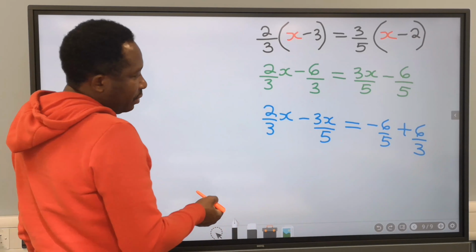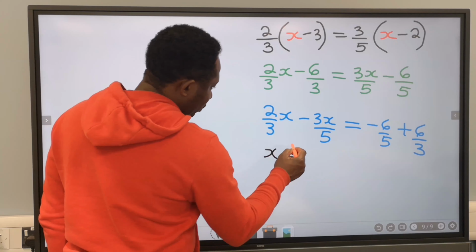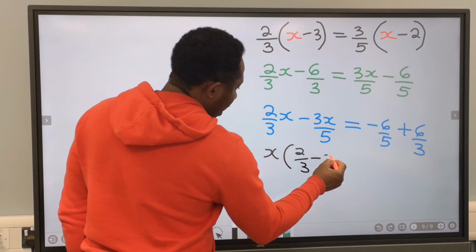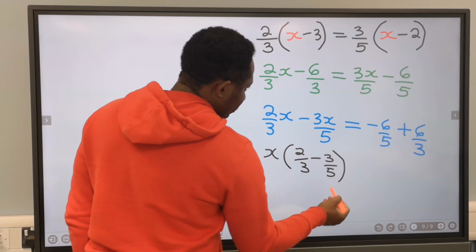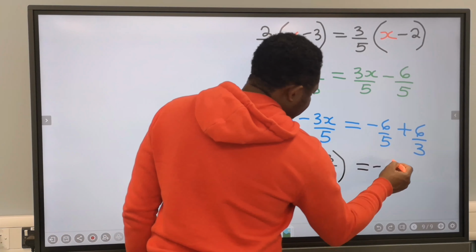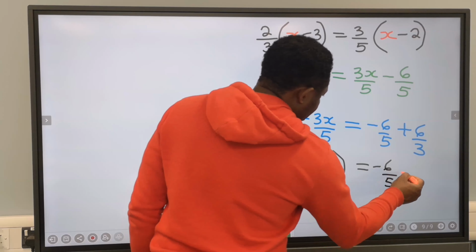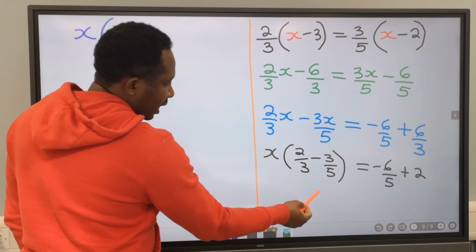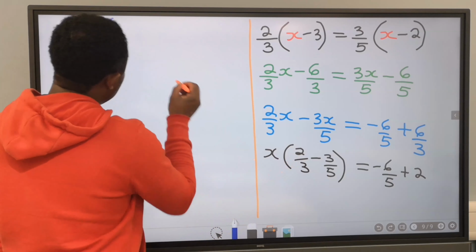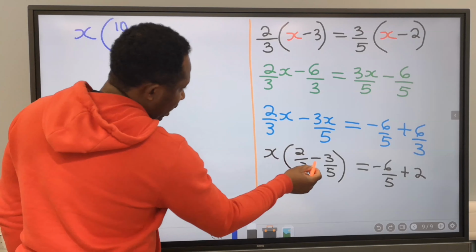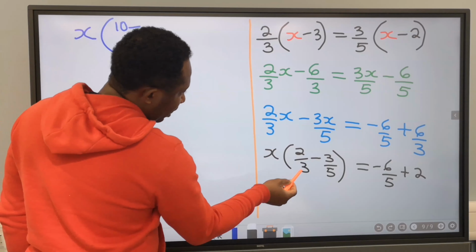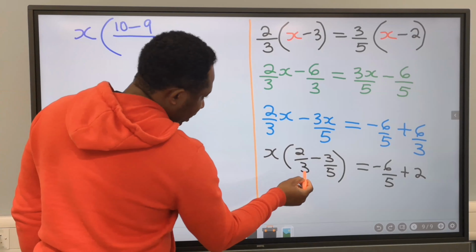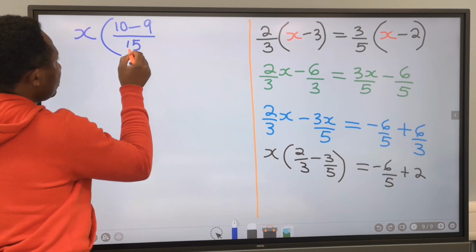X is common on both sides. I will bring x out. And here I'm left with 2 over 3. Minus here, I'm left with 3 over 5. On this side, I have minus 6 over 5 plus 2. Next, this is x. In this bracket, 5 multiplied by 2 will give you 10. And this is a minus. 3 multiplied by 3 will give you 9. Next, 3 multiplied by 5 will give you 15.